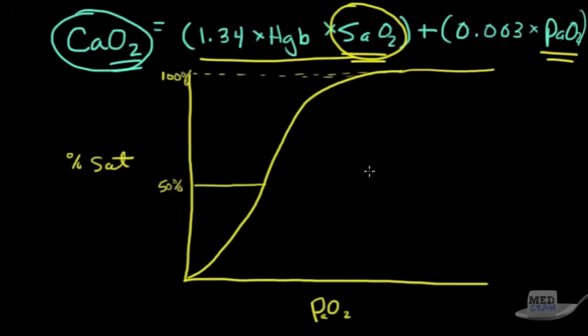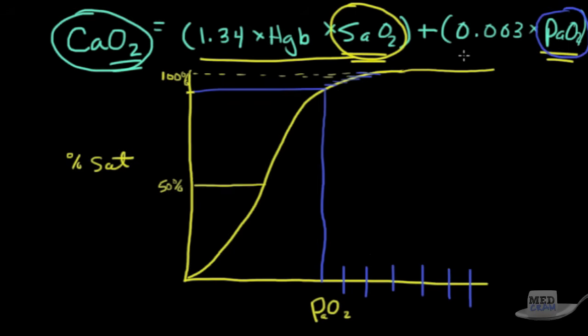The point of this is that once your saturation gets up high enough into the 90s, so here's 90%, you can have increasing PO2 levels which are only going to modestly increase your saturation levels. So it gets to a point that increasing the PaO2 will increase the oxygen content by a very small amount, and it will only increase this part by a very small amount.